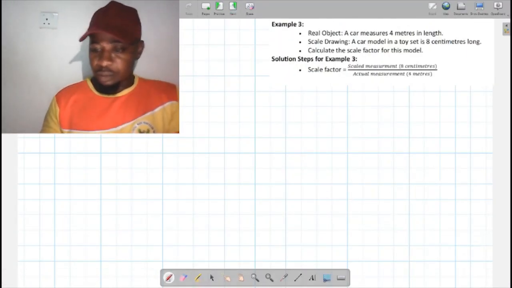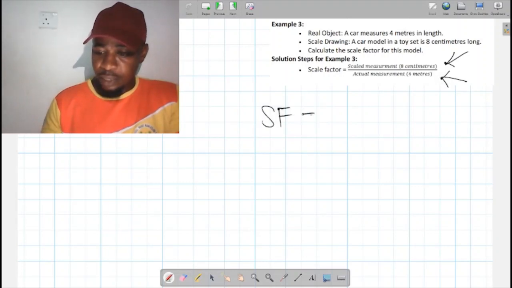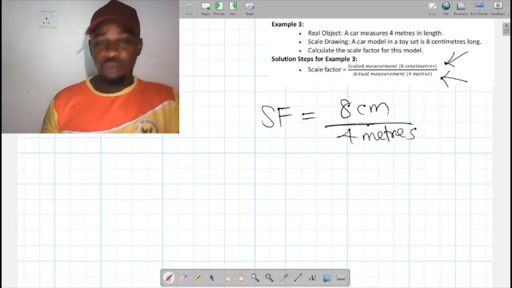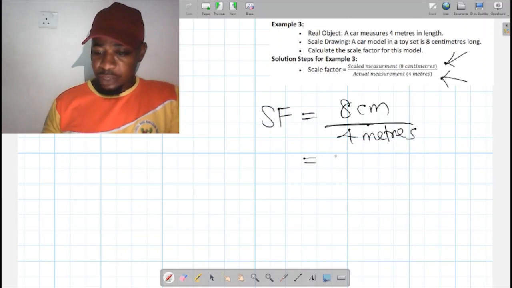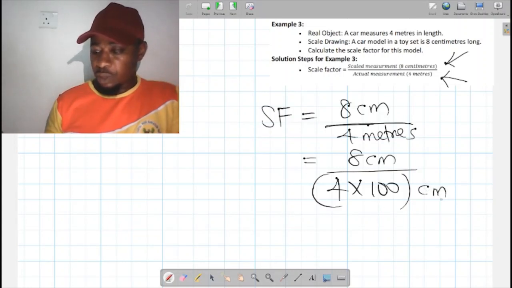So the example is here. So we have the scaled measurement, of course, over the actual measurement. That's how we get our scale factor. So write SF equals 8 cm. The scale factor is 8 centimeters over 4 meters. Again, we must remember that the units have to be the same. So we're going to change meters to centimeters. We're saying 8 centimeters over 4 times 100. And then everything will now be in centimeters.